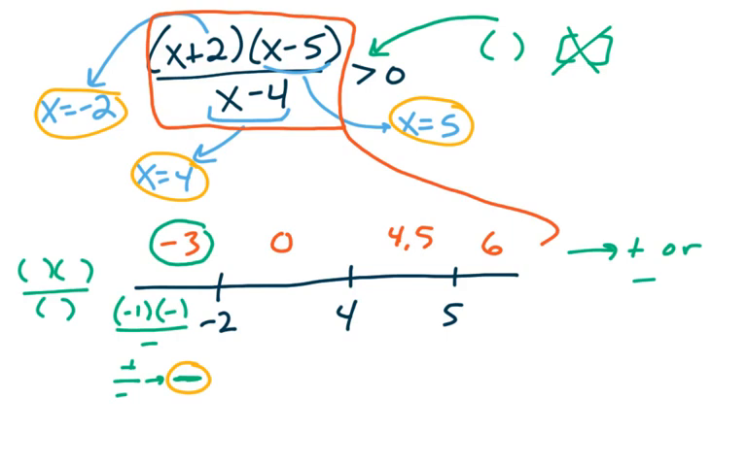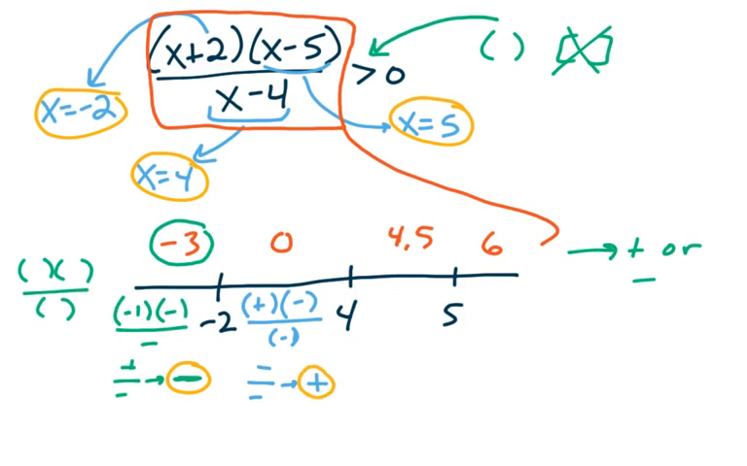Okay, let's try between -2 and 4, we choose 0. So if I plug 0 into the first parenthesis, I get a positive. The second parenthesis, I get a negative. And on the bottom, I get a negative. All right. So now, if I multiply the top, I get a negative. On the bottom, I get a negative. Well, overall, that's a positive. So this entire interval would give me a positive answer out.